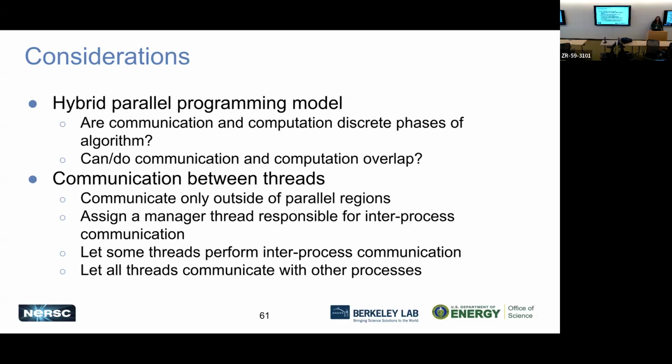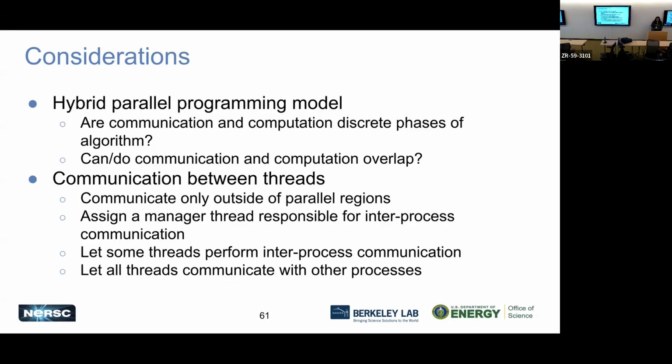Okay, so here are some things to think about when you're going to write your hybrid parallel program. There are no right or wrong answers to any of these. It's just things you need to think of. So think about the parallel programming model. Is it going to work? Are communication and computation discrete phases of your algorithm? It's okay either way, you just have to think about whether it is. Can communication and computation overlap, or do they already overlap?